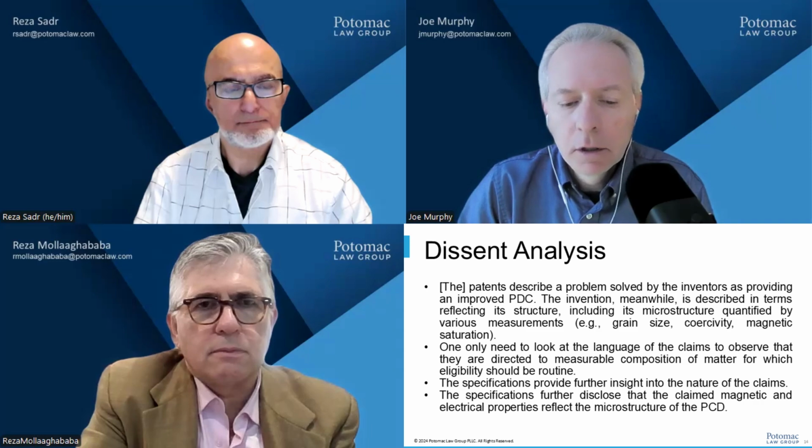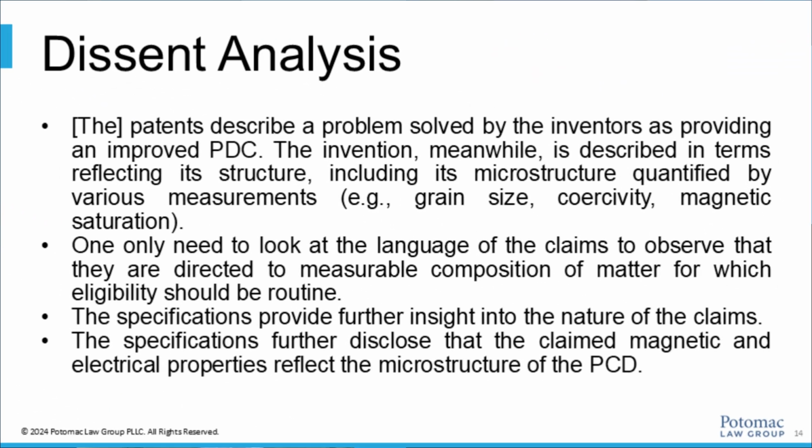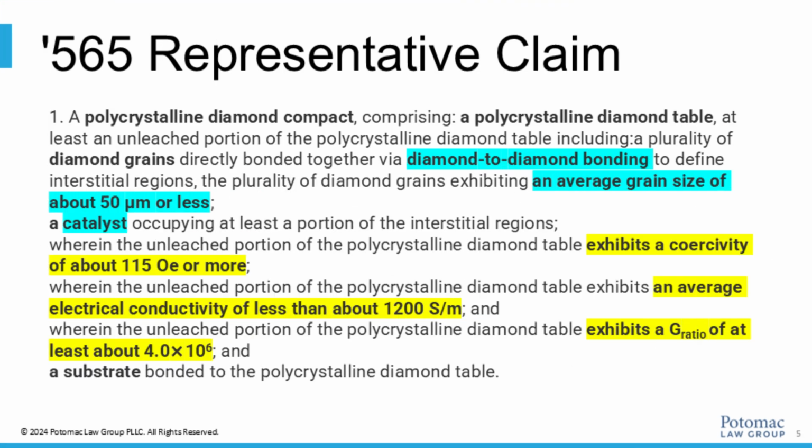And I thought it was interesting because the dissent almost used a problem-solution kind of analysis, right? It said the patents describe a problem solved by the inventors as providing an improved PDC, and the invention, meanwhile, is described in terms reflecting its structure, including its microstructure, as we had mentioned, the grain size and the diamond-to-diamond contact. And this microstructure is quantified by various measurements, as I mentioned, the grain size, the coercivity, and magnetic saturation. So according to the dissent, really just looking at the claims to observe that they are directed to measurable compositions of matter, for which eligibility should be routine, as the dissent points out.